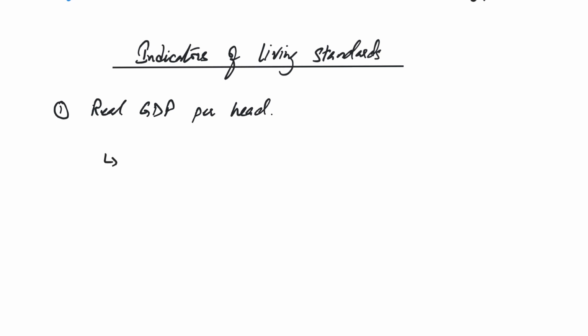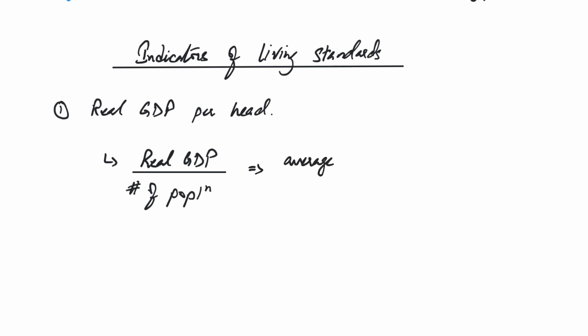What is it? Well, there's a formula to it. You take your real GDP and you divide it by the number of population. What this basically tells is an average earning of an individual in an economy. On average, what is a person making?